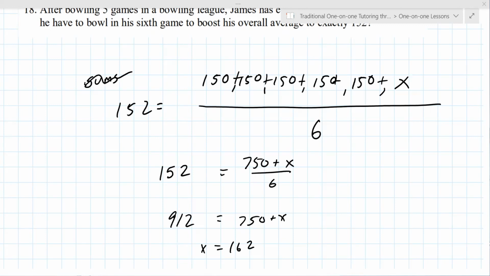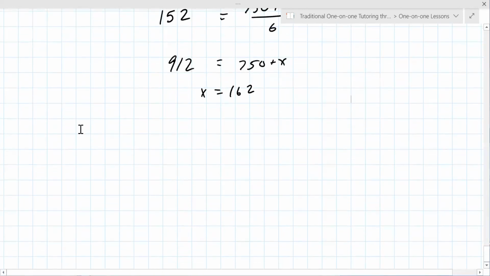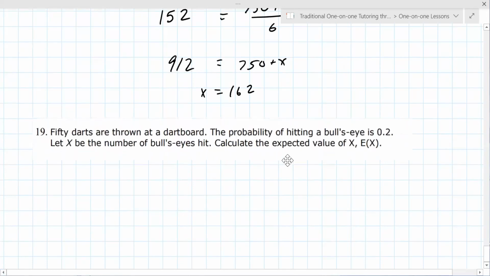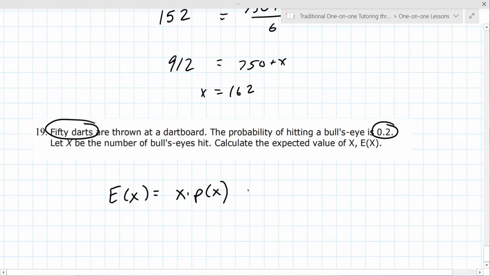It's pretty straightforward. Expected value of x is the mean. When you only have two numbers, there's only a couple things you can do with this. So you have 50 darts and 0.2 as your probability. Expected value of x equals x times the probability of x. So there's 50, the probability is 0.2, so you expect to hit 10 of these bullseyes.